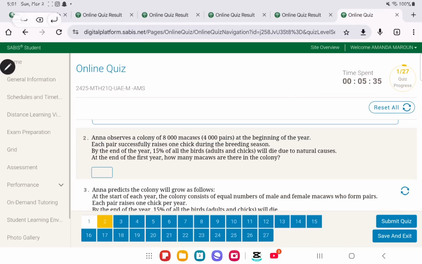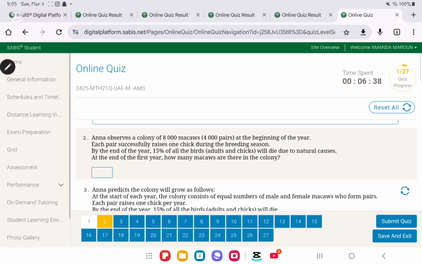Now, Anna observes a colony of 8,000 macaws, 4,000 pairs, at the beginning of the year. Each pair successfully raises 1 chick during the breeding season. Okay, so by the end of the year, they told us that 15% of all the birds, adults and chicks, will die due to natural causes. At the end of the first year, how many macaws are there in the colony?